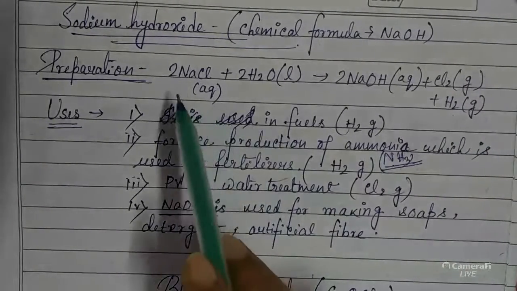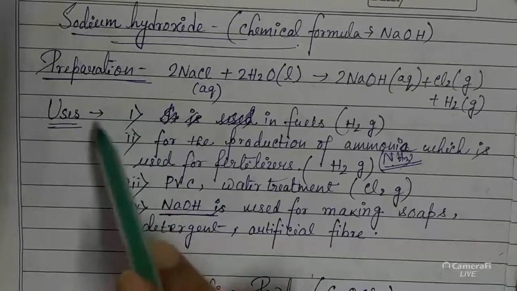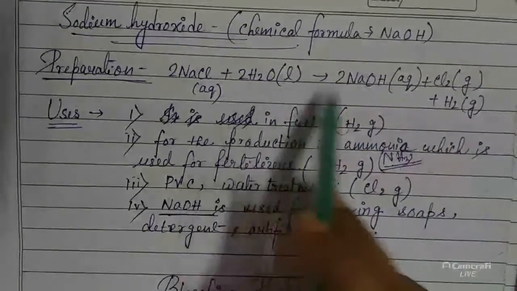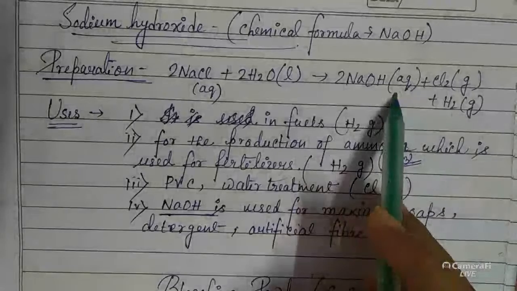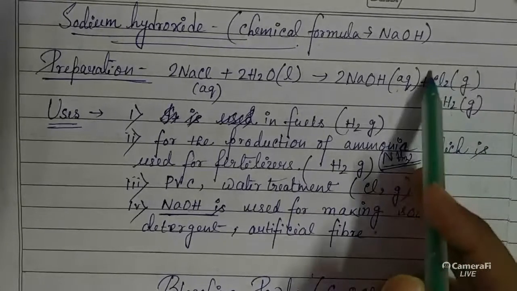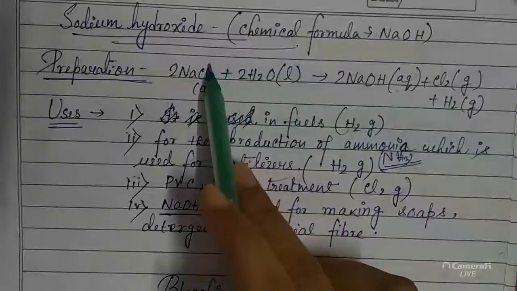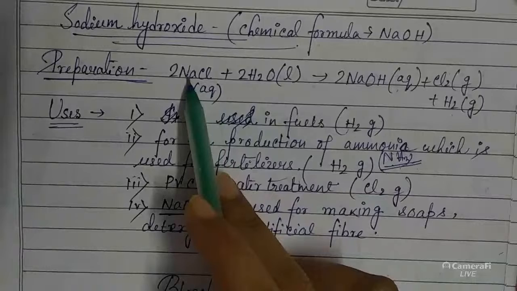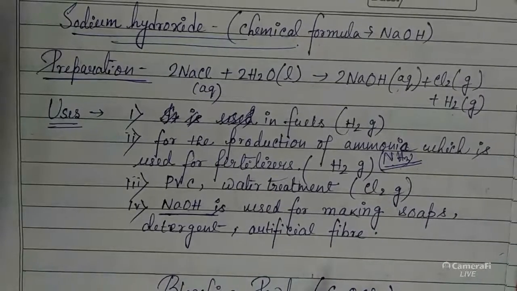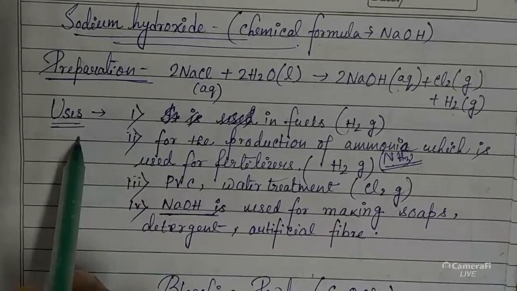Understood? So the preparation and uses of sodium hydroxide, you can note down this reaction. This is a very important reaction, and always remember that chlorine gas will be produced at the anode when electricity is passed through this solution. So we have got sodium hydroxide, its preparation and uses.